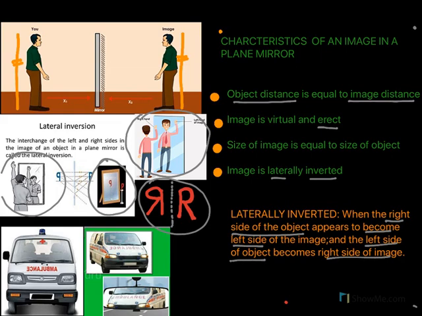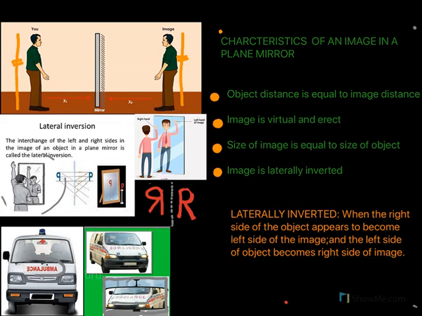And this is seen even more clearly in the ambulance. Have you seen how they write the word ambulance? They write its lateral image there, because when you see it in the rear view mirror of your car, you can read the word ambulance properly. It gets laterally inverted, so the ambulance can be read properly.